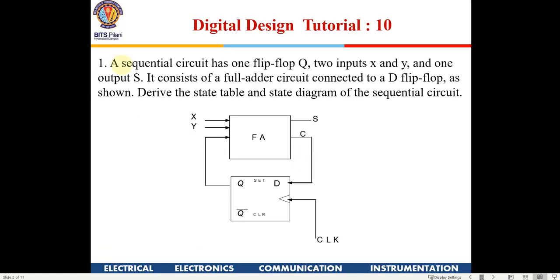Okay, the first question is: a sequential circuit has one flip-flop Q, which is shown here. There are two inputs, X and Y, and one output S. It consists of a full adder circuit connected to a D flip-flop. So this combinational logic shown here is a full adder, shown as FA, and the carry is given to the D flip-flop, and you have a clock coming here, right? And Q is also given as a carry into the full adder. Okay, so this is the circuit.